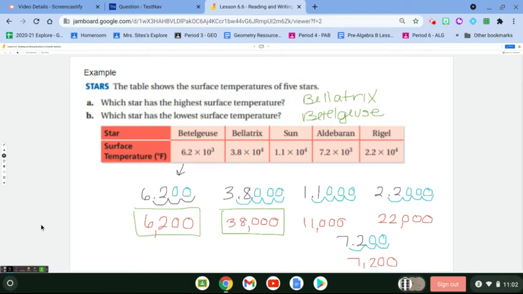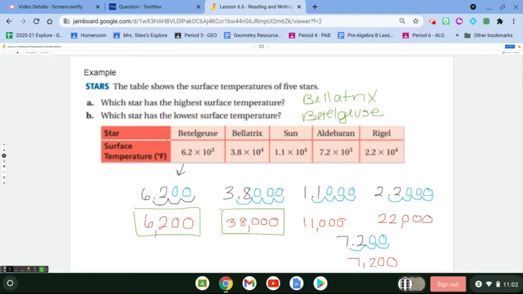One thing you might notice after changing all these numbers into scientific notation, after realizing that we have the highest number with Bellatrix at 38,000, and I might say that's wrong, but I'm going to call it Betelgeuse, but Betelgeuse with the lowest surface temperature at 6,200. But there might have been a faster way of doing this.